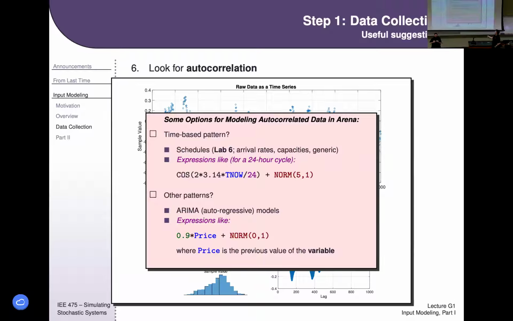So other ways, like in here, you can build an autoregressive model. So rather than basing it on time, you can make it autonomous, meaning make it not depend on time. You can make it depend on previous values. So you say the next value of the price is 90% of the previous value of the price plus noise. That's another way to build autocorrelation.